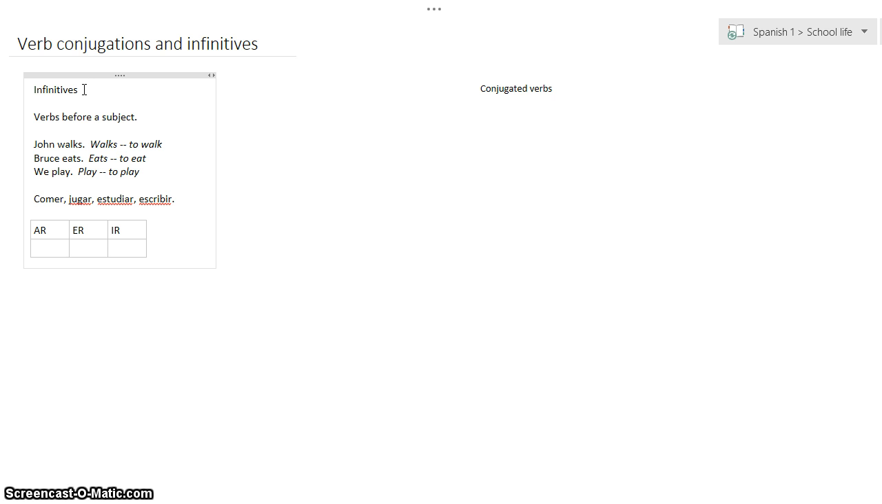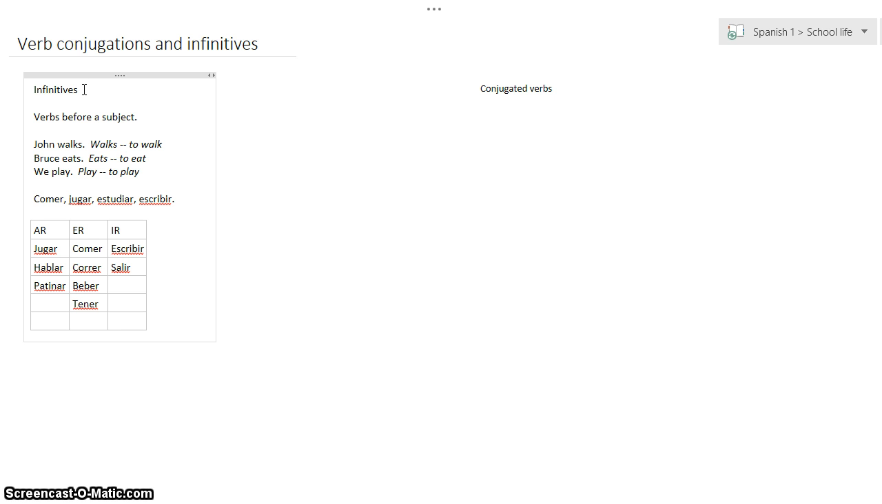And you've seen several of each example. So jugar is an AR verb. Comer is an ER verb. Escribir is an IR verb. Hablar is an AR verb. Correr is an ER verb. And salir is an IR verb. Patinar, beber, tener, and we can keep going on and on. So basically all verbs in Spanish, all infinitives in Spanish end with AR, ER, or IR.